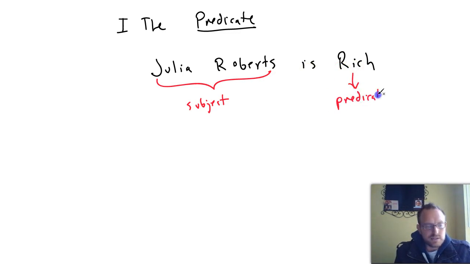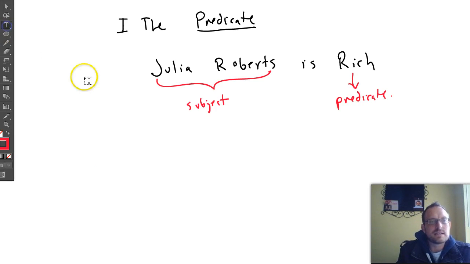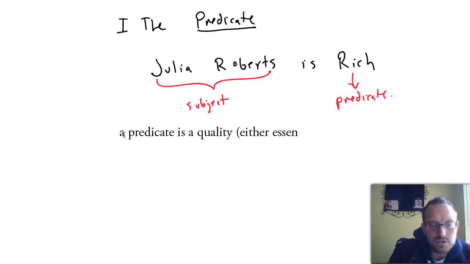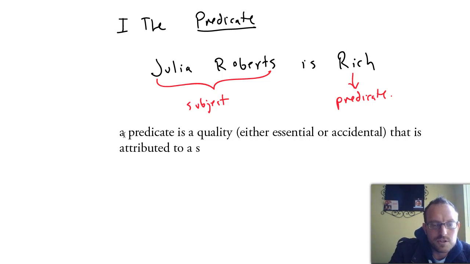So what exactly is a predicate? Well, a predicate is a quality. Let me type it in here because I think it might be easier for you. A predicate is a quality, either essential or accidental, that is attributed to a subject. So it's a quality.